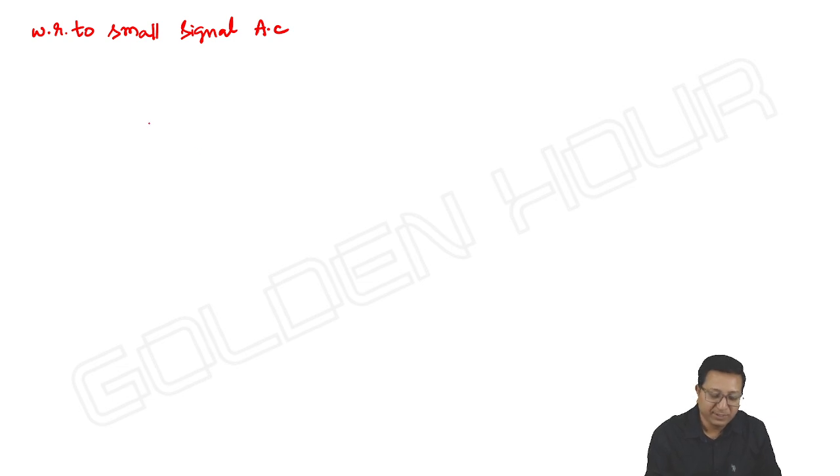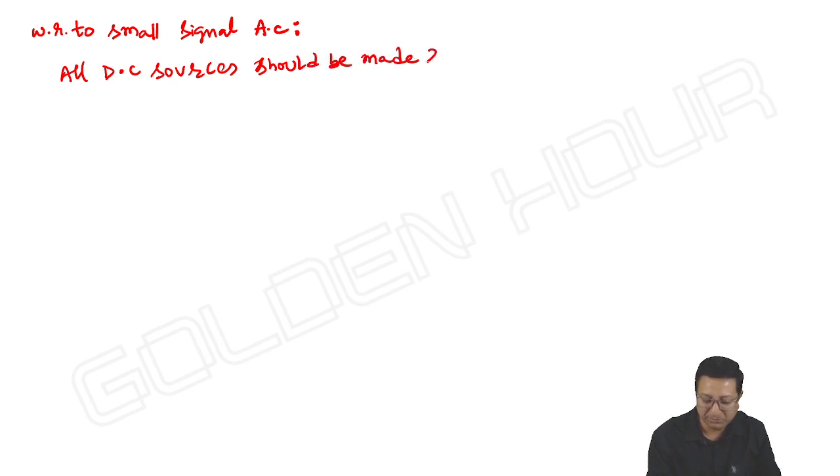What can we write? We need to remove all the DC sources. With respect to small signal AC, all DC sources should be made 0. If it is a current source, open circuit. If it is a voltage source, short circuit. It is made 0 means here we have a current source 0. And one more thing is all capacitors act as short circuit.